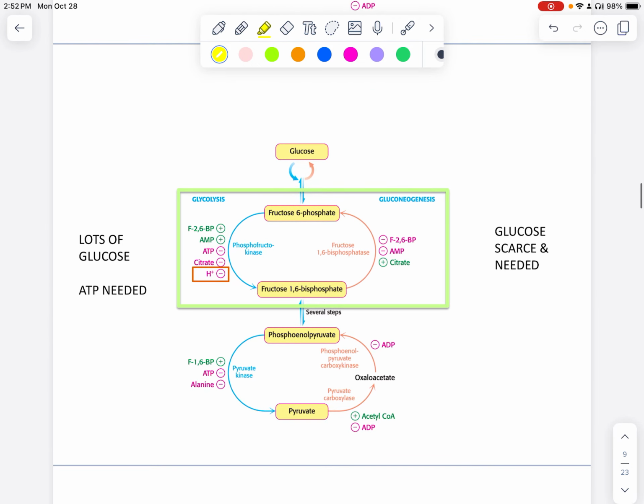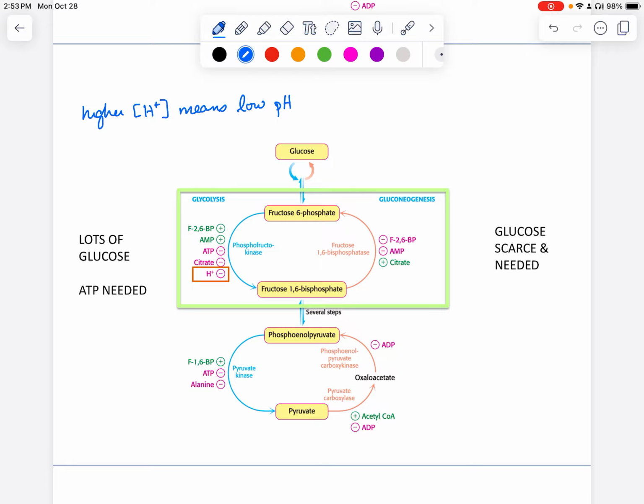Let's think about that H plus concentration. As we think about this, a higher H plus concentration would mean a lower pH. So remember, those are inverse. Okay, so we're talking about pH going down.